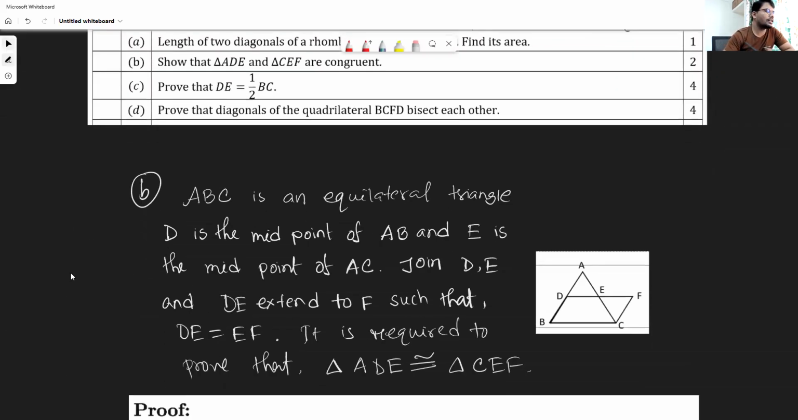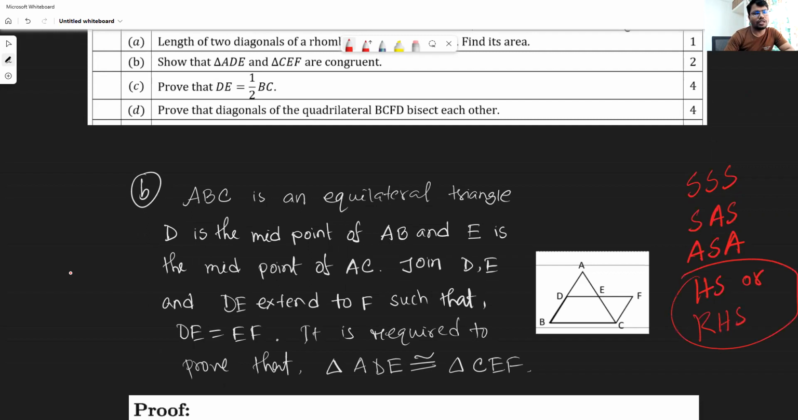Already in class 7 we have learned that there are a total of 4 theorems to make triangles congruent: the side angle side theorem, the angle side angle theorem, the side side side theorem, and the right angle hypotenuse side theorem. So this is 1, this is 2, this is 3 and 4. There are a total of 4 theorems to prove that 2 triangles are congruent. You can apply any one that matches here.